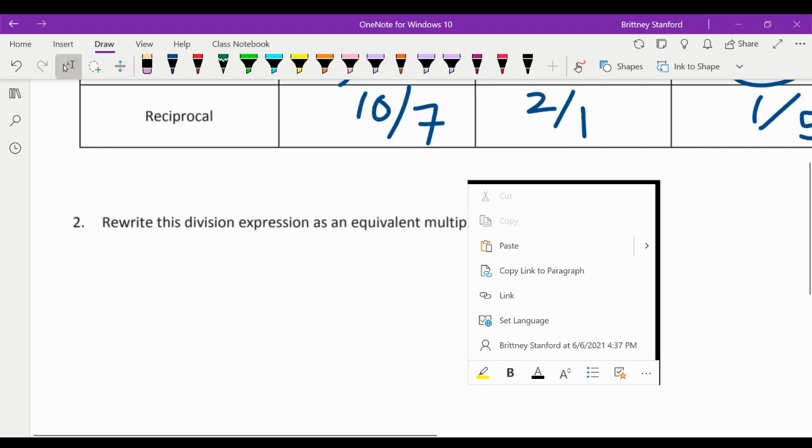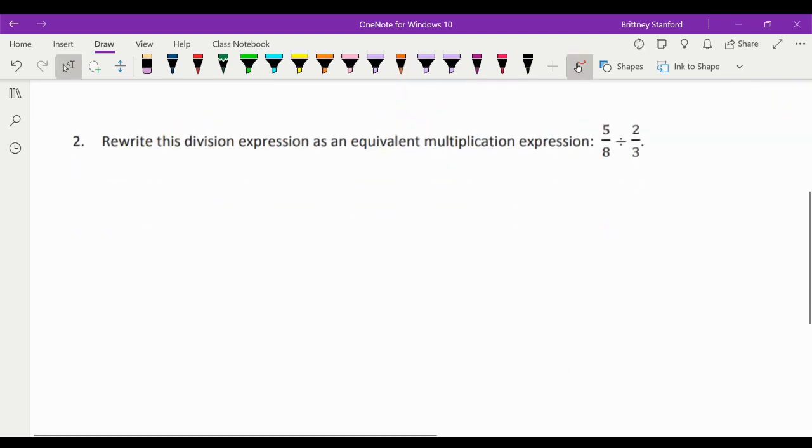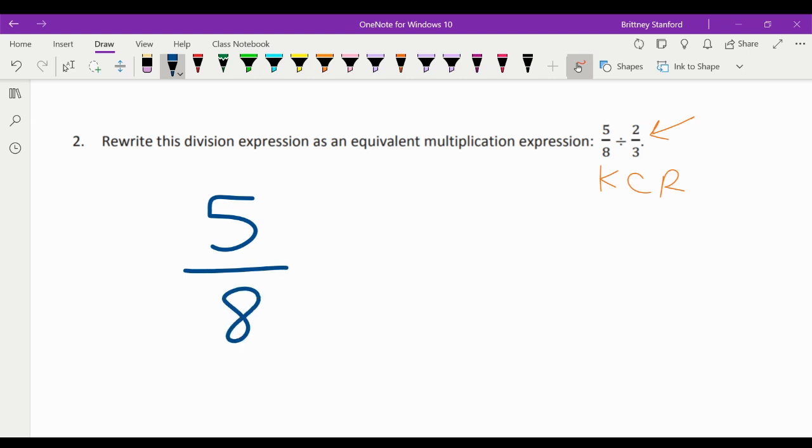We like to say that we keep the first fraction the same, we change the division to multiplication, and then we find the reciprocal of the second fraction. So here we're just going to keep 5/8. We're going to change division to multiplication, and we are going to do the reciprocal of 2/3. So we'd flip it over and we'd get 3/2.